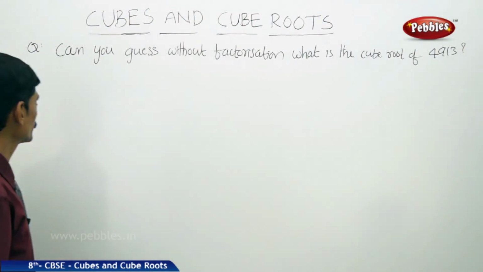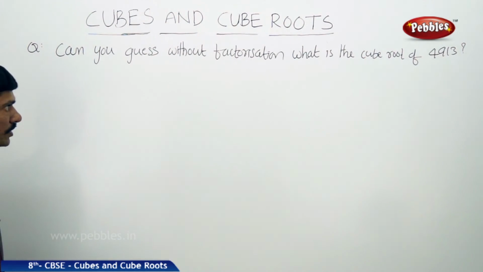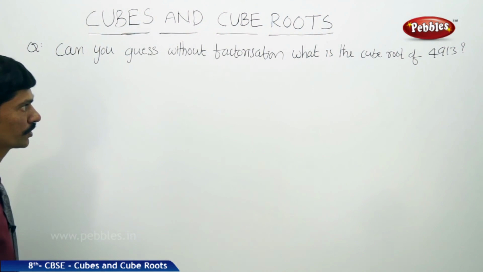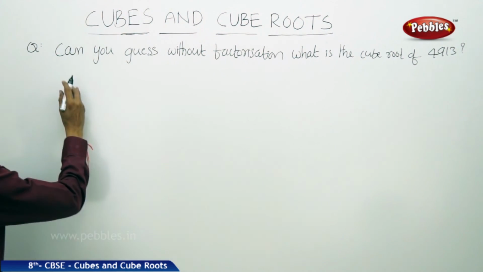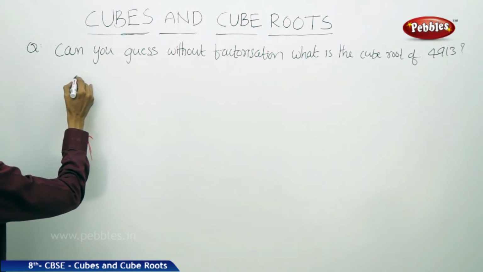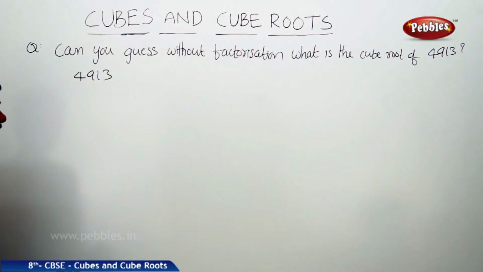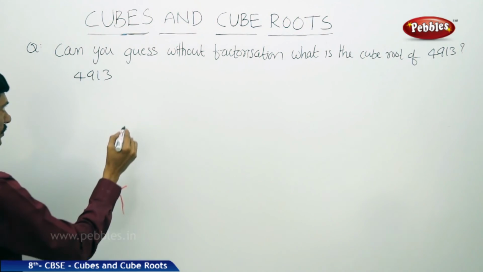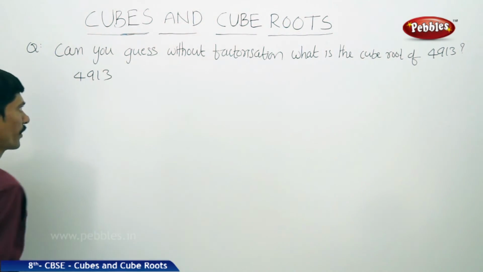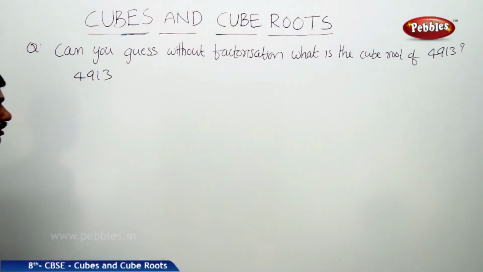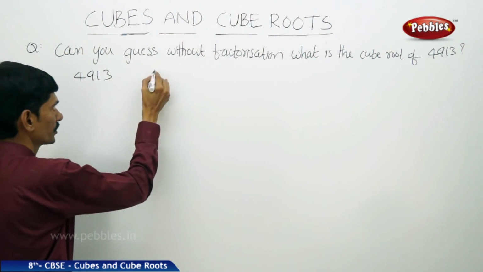Now let us solve the next question. Can you guess without factorization what is the cube root of 4,913? We will take the given number 4,913, but without factorization we have to find the cube root. How do we find the cube root without the factorization method? There is another method called the estimation method.